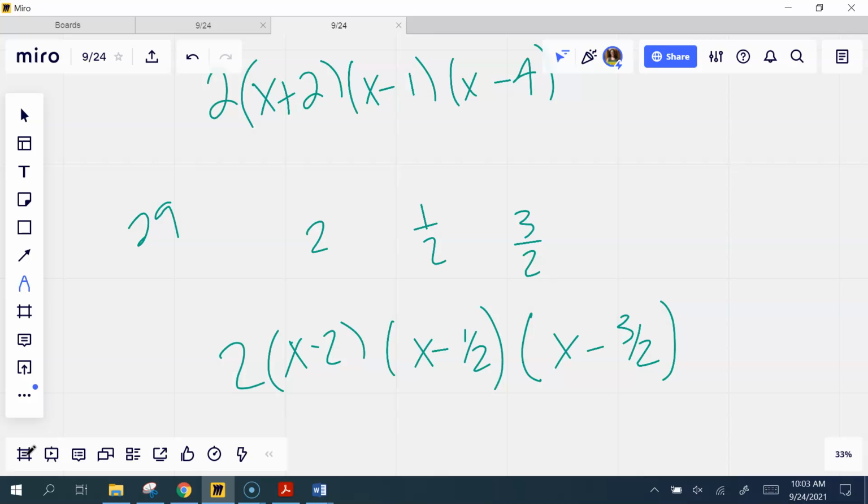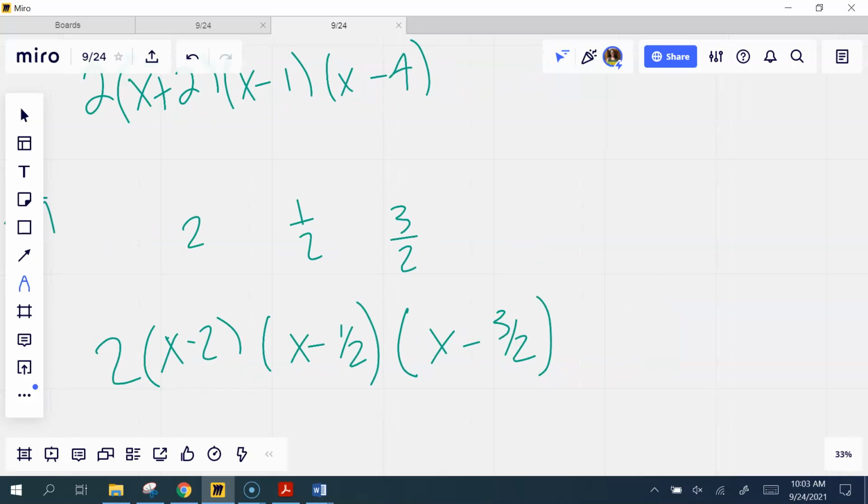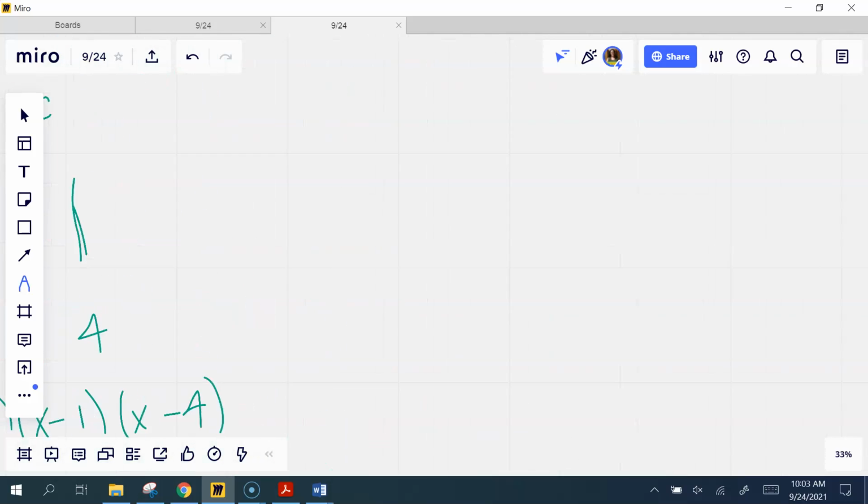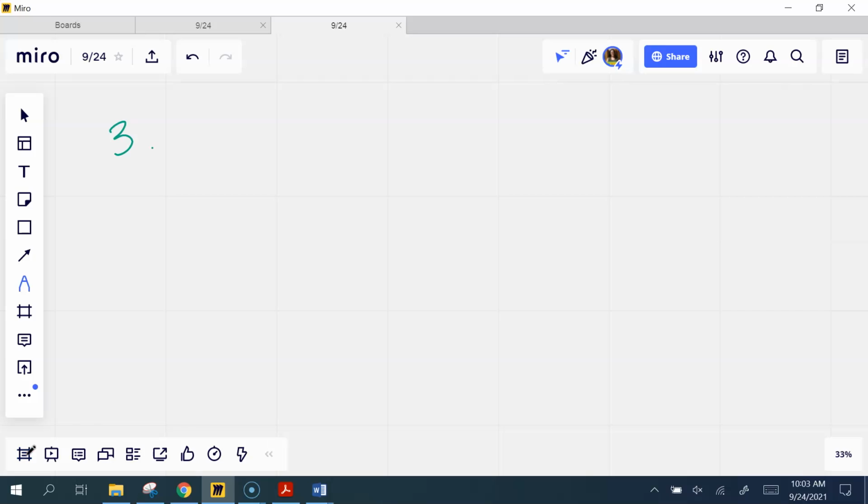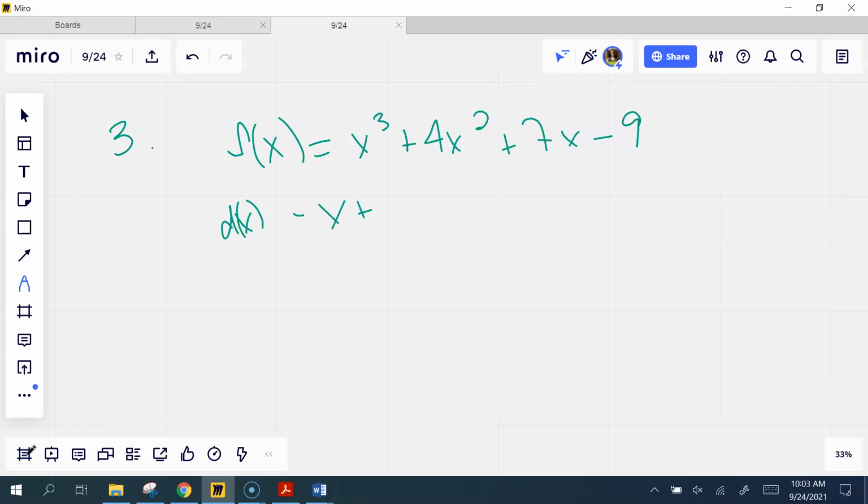Number 3. Did y'all have that last night? F of x equals x to the third plus 4x squared plus 7x minus 9, and I'm dividing by x plus 3. And so it says divide and write a summary statement in polynomial form and fraction form.